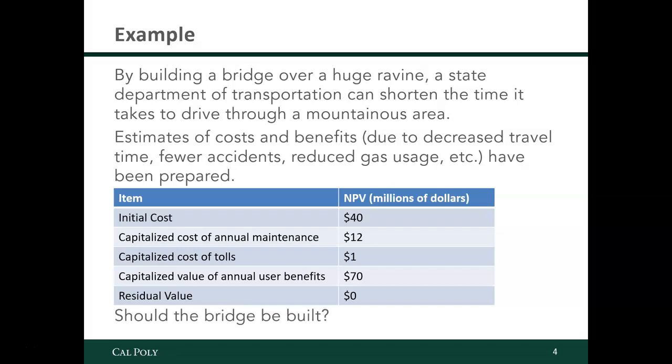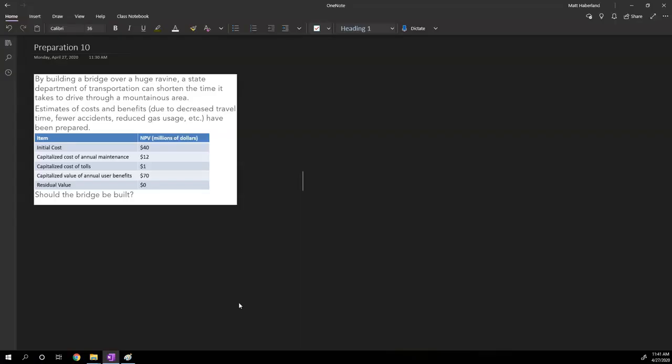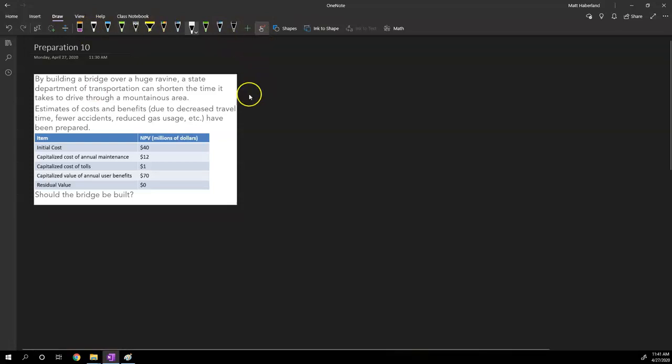Should the bridge be built? That's our question, so let's go ahead and assess this using benefit cost analysis. Okay, so our formula for benefit cost is we need to take the sum of the benefits, and we're going to divide by the sum of the costs.